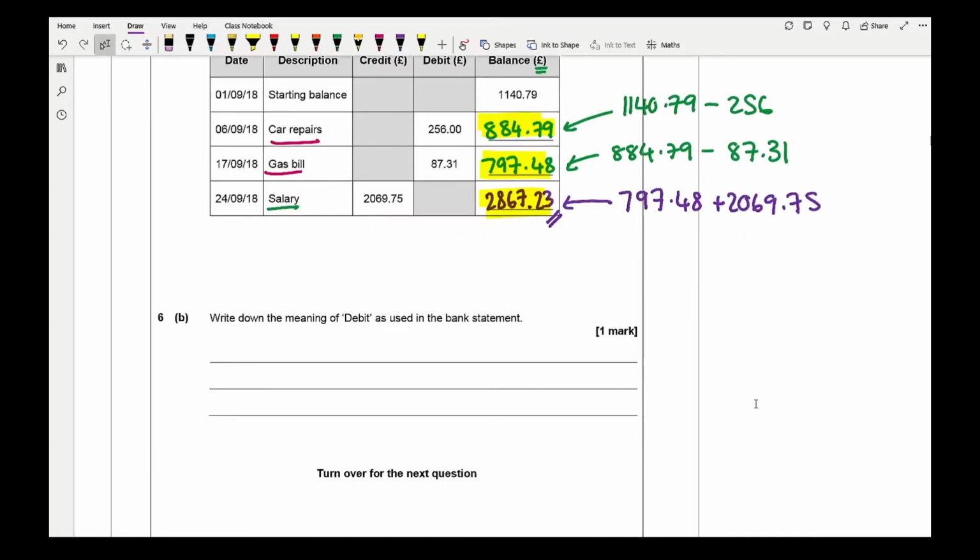So 6b then says write down the meaning of debit as used on the bank statement. In terms of what it actually means, debit is money being taken out of the account. Now you could probably get away with money being spent, or something that you've paid, or the amount that comes off your balance. Anything along those lines will be absolutely fine.